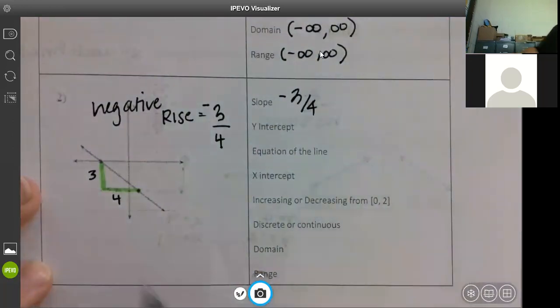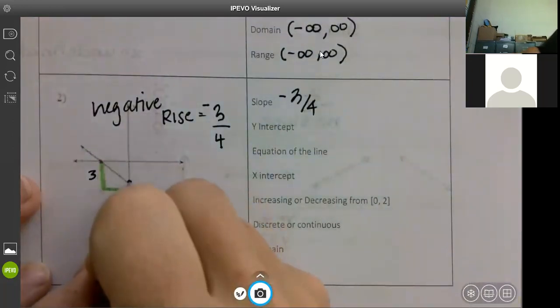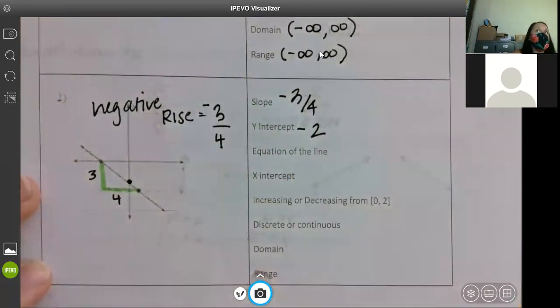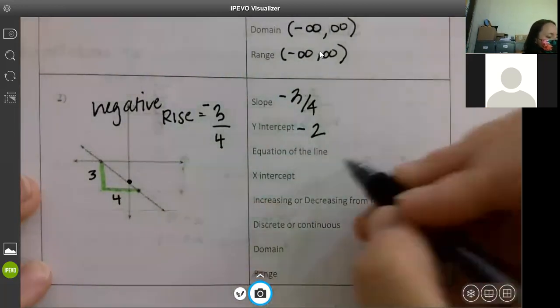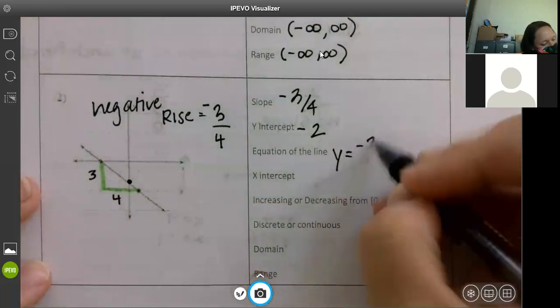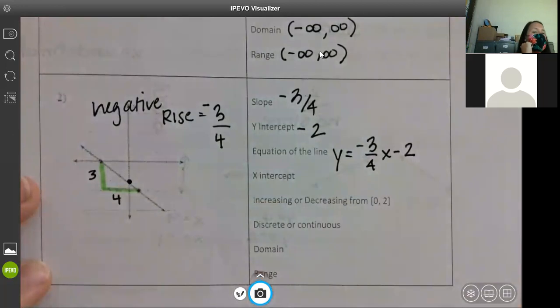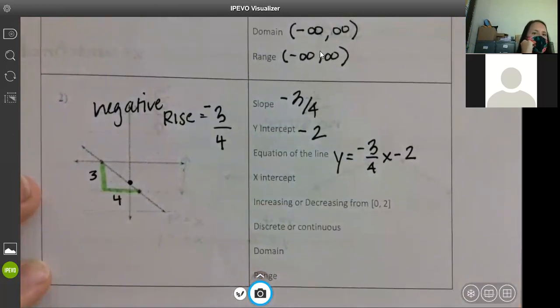Where did it start? Where is your y-intercept? Negative 2. So that makes your equation? Perfect. Very good. Negative 3/4 x minus 2.